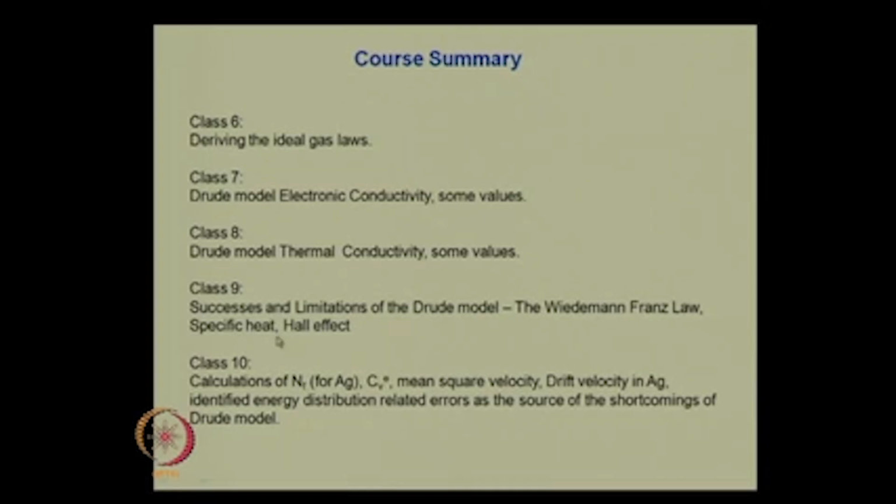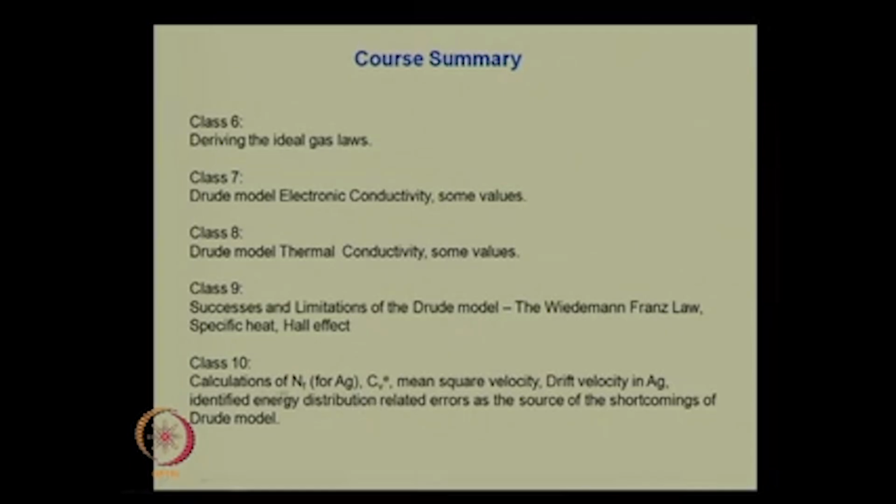So in this context we tried to explore the Drude model and aspects associated with it in greater detail, and we did some calculations for the number of free electrons per unit volume, the electronic contribution to specific heat at constant volume, and the related mean square velocity and drift velocity in silver. We realized that at a fundamental level, these models use an energy distribution amongst the electrons as a very fundamental aspect.